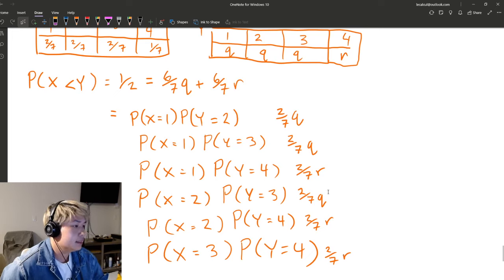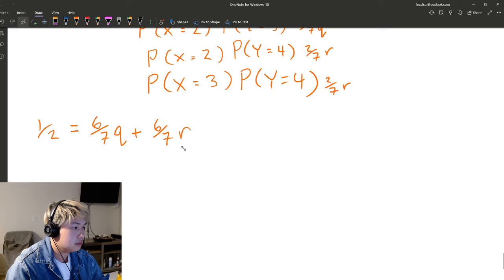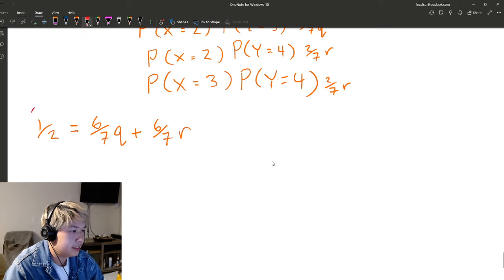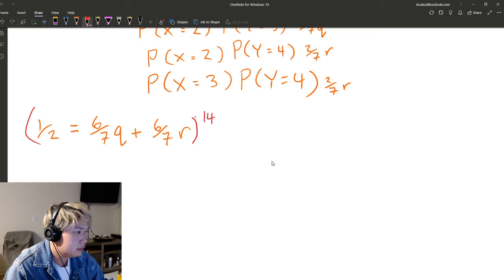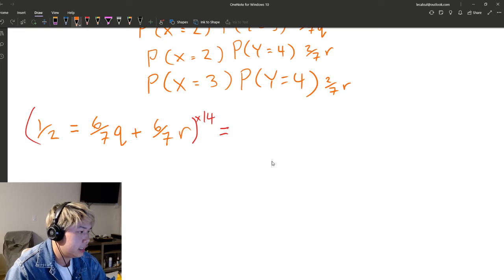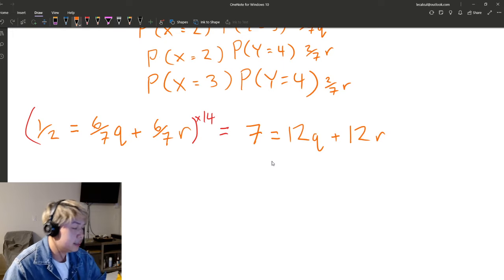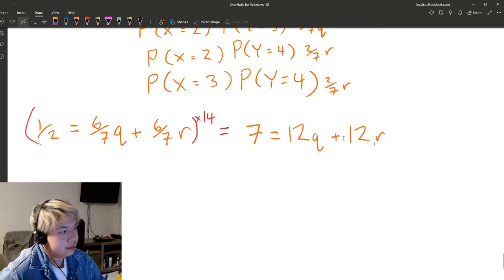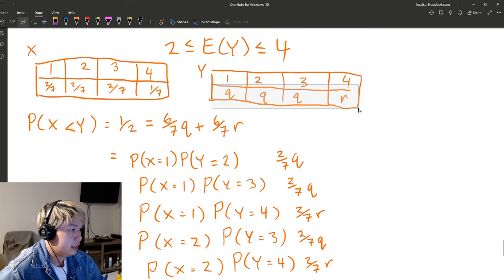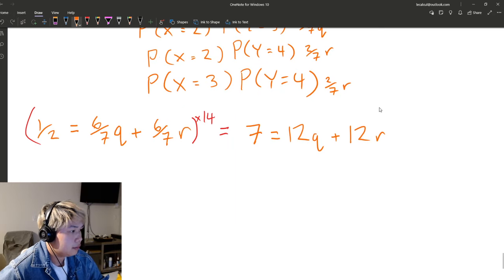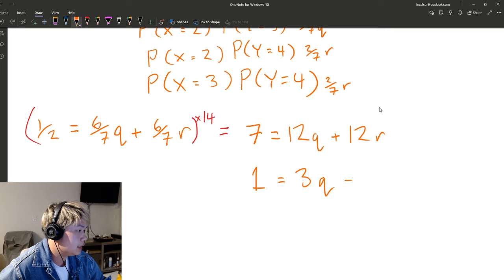Okay. So now I have this handy dandy equation. It's kind of ugly though, so I'm gonna multiply it by 7. Actually, I'm gonna multiply it by 14. So that I get a nicer looking equation. 7 is equal to 12Q plus 12R. Okay. And then we run into an issue. I have 2 variables, 1 equation, I can't solve it. However, I can make a system because I do know that these 4 probabilities added together are equal to 1. So I have 3Q plus R is equal to 1.